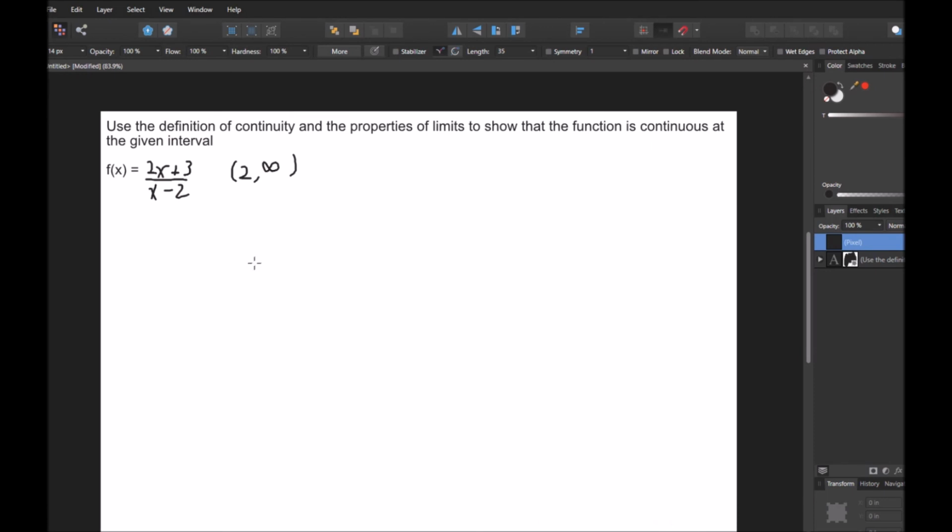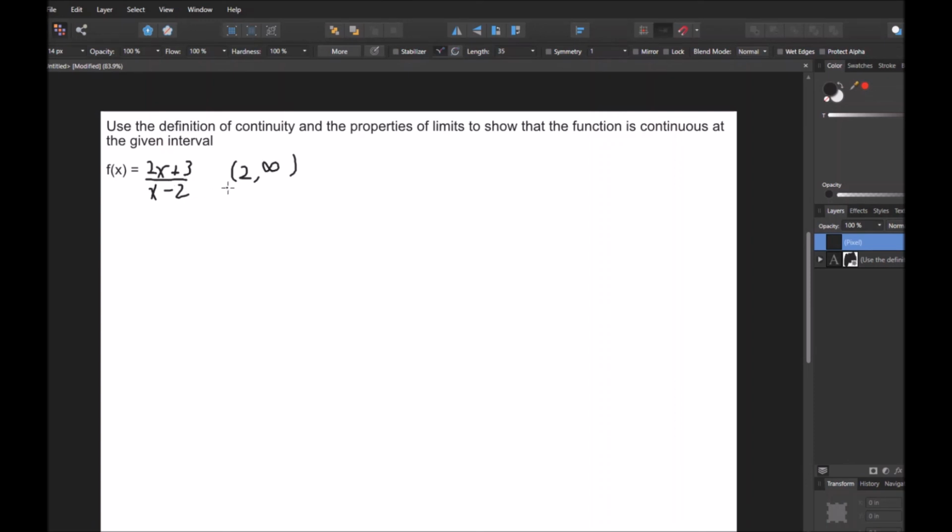Okay, so in this next problem we're asked to use the definition of continuity and the properties of limits to show that the function is continuous at the given interval. And our function is (2x plus 3) over (x minus 2), and our interval is 2 to infinity. So remember from our properties of limits and our definitions of continuity that a rational function like this is continuous everywhere in its domain. So we want to find out the domain, basically. And the domain for this is we're asking ourselves what number can we plug in for x, and we get an answer out of it.